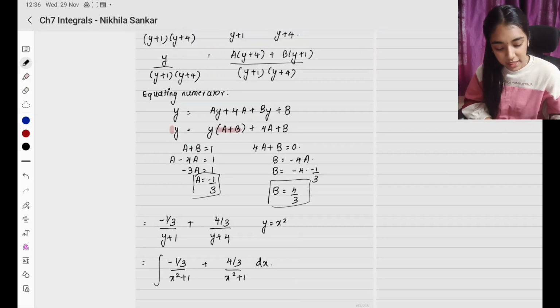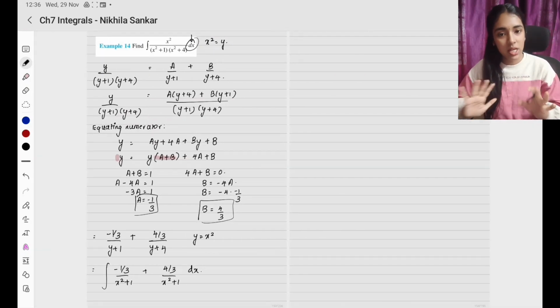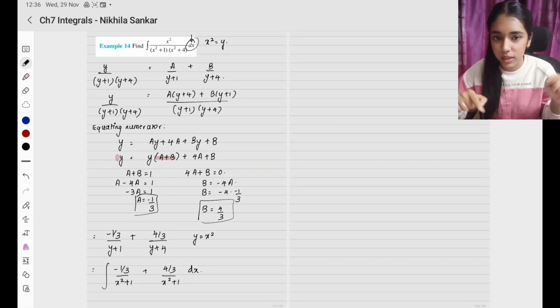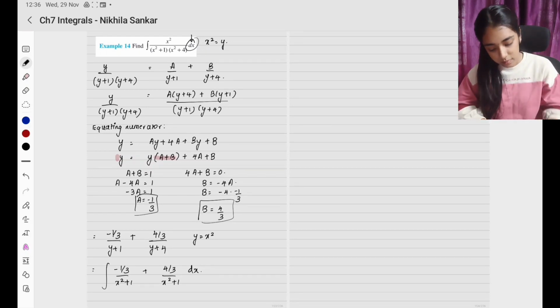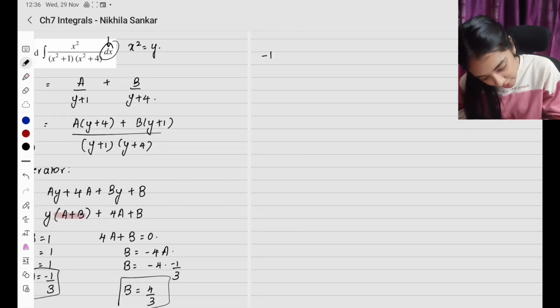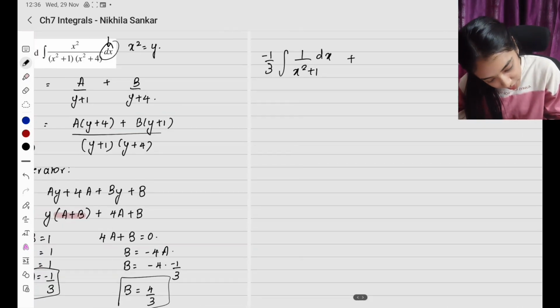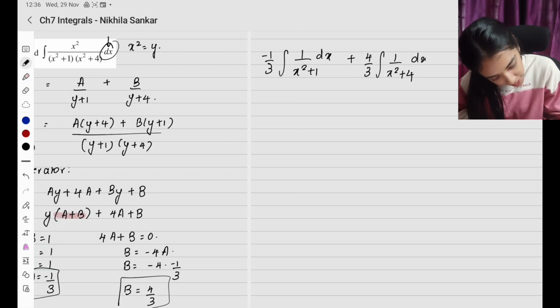Okay, இவ்வளோ நேரம் நம்ம integral எடுக்கல, அதனால y வச்சே ஓட்டிட்டு இருந்தோம். Integral எடுக்கும் போது you have to come back to the variable. இல்லாட்டி dx dy மாத்தணும், but அது நம்ம இங்க பண்ணல. Okay? Now, I can take the constant outside. So, I have minus 1 by 3 integral 1 by x square plus 1 dx. இங்க எனக்கு 4 by 3. So, I can take the 4 by 3 outside. Integral 1 by x square plus 4 times dx.